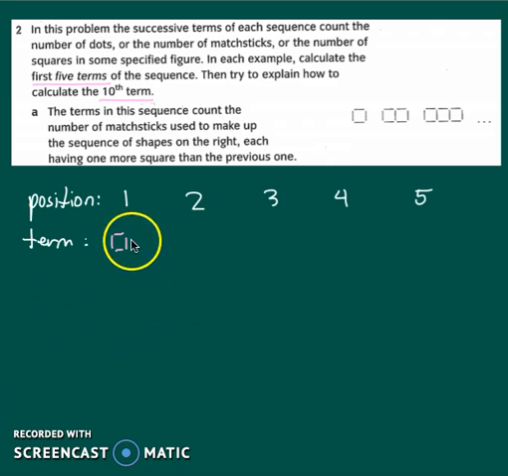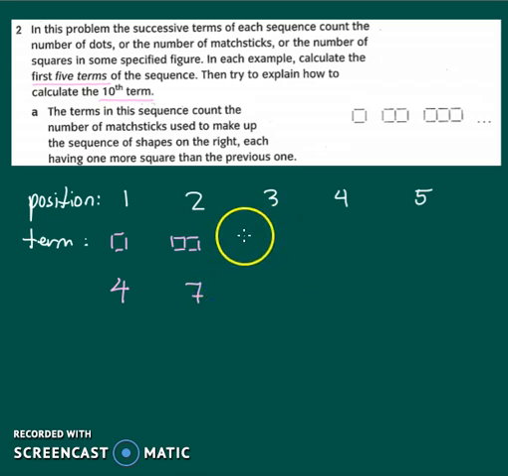So in the first term we have this square made up of matchsticks, and how many matchsticks is that? Well, it's 4. 1, 2, 3, 4. In the second one we have the original square from the first term, but then another square is added on. And how do we do that? Well, we add 3 more. So now we have 7.